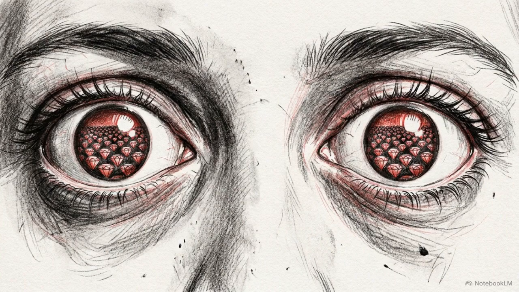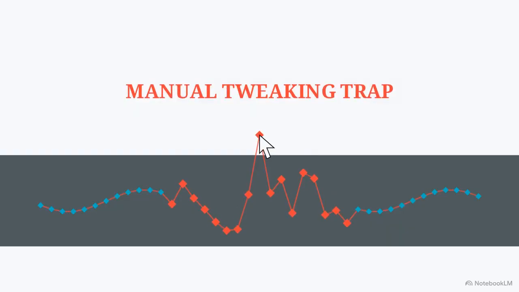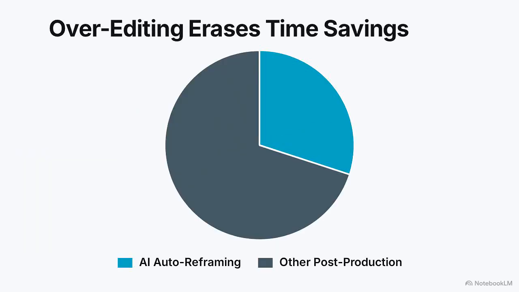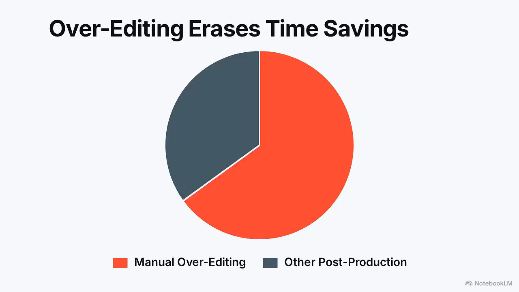However, having thousands of editable points creates a new problem: decision fatigue. If you fall into the trap of manually tweaking every single keyframe, you'll end up losing the 30% time savings you were trying to gain in the first place.